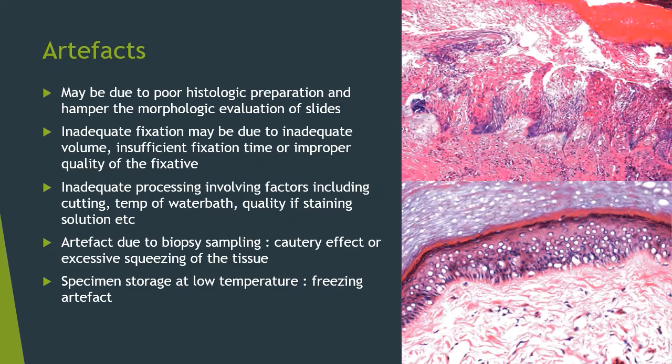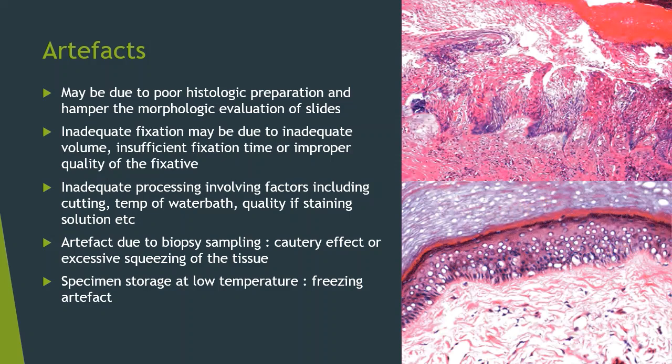And there may be artifacts due to biopsy sampling. When the sample is collected, if increased cautery is done, the cautery effect can be seen here. The cell nuclei are fragmented and become much more elongated, and there is no architectural arrangement actually. Everything is haphazard, and this might also happen with crushing of the skin biopsy. If it's not handled properly, increased crushing of the sample can cause these kinds of artifacts, and that might hamper the proper evaluation of the skin biopsy sections. And if the specimen is stored at a very low temperature, there may be some freezing artifact. As we can see, there is nuclear vacuolation in the epidermis and also in the stratum corneum layer.